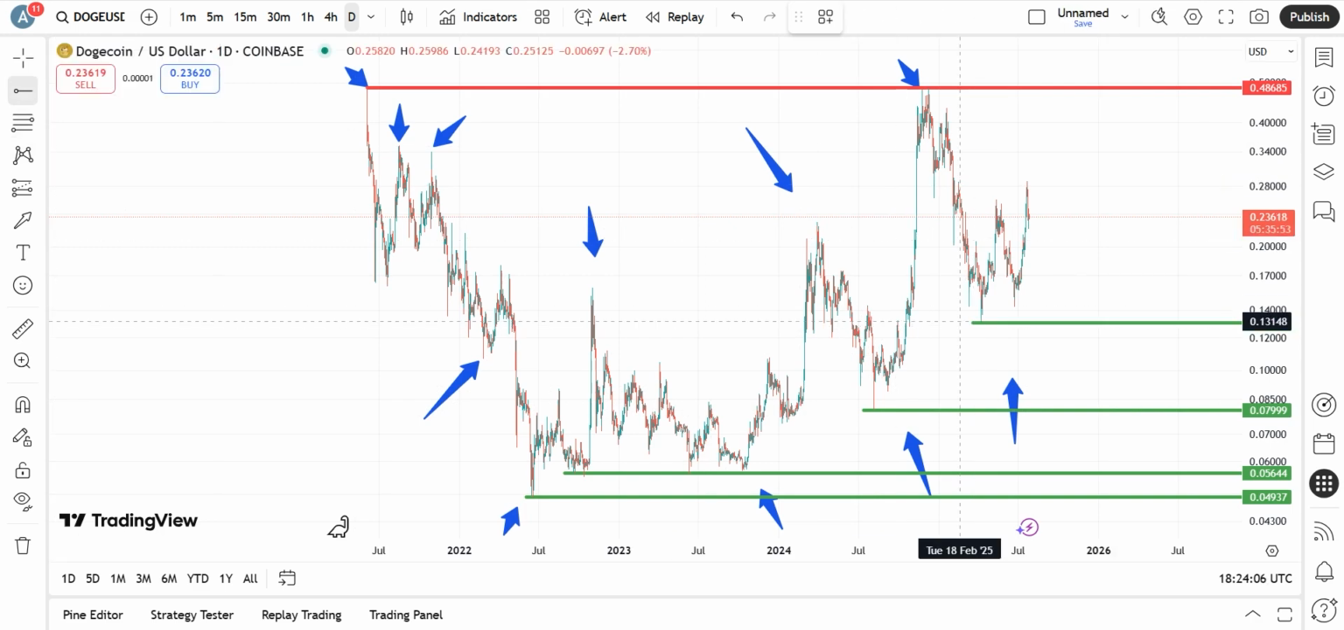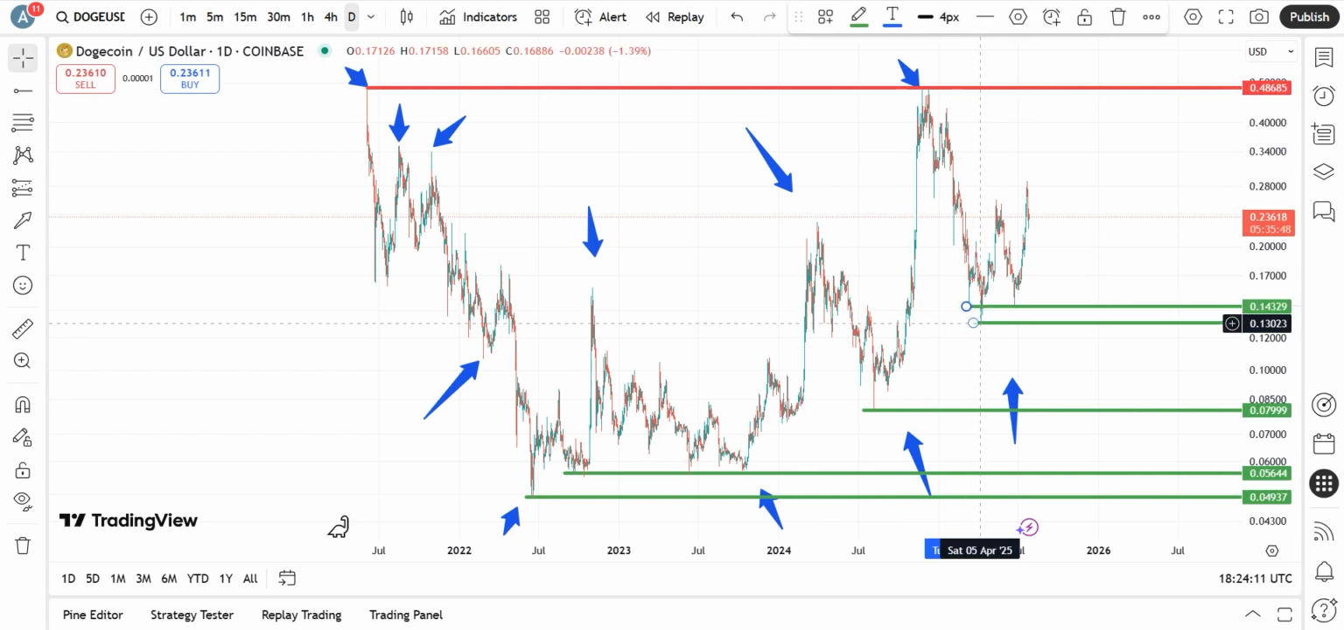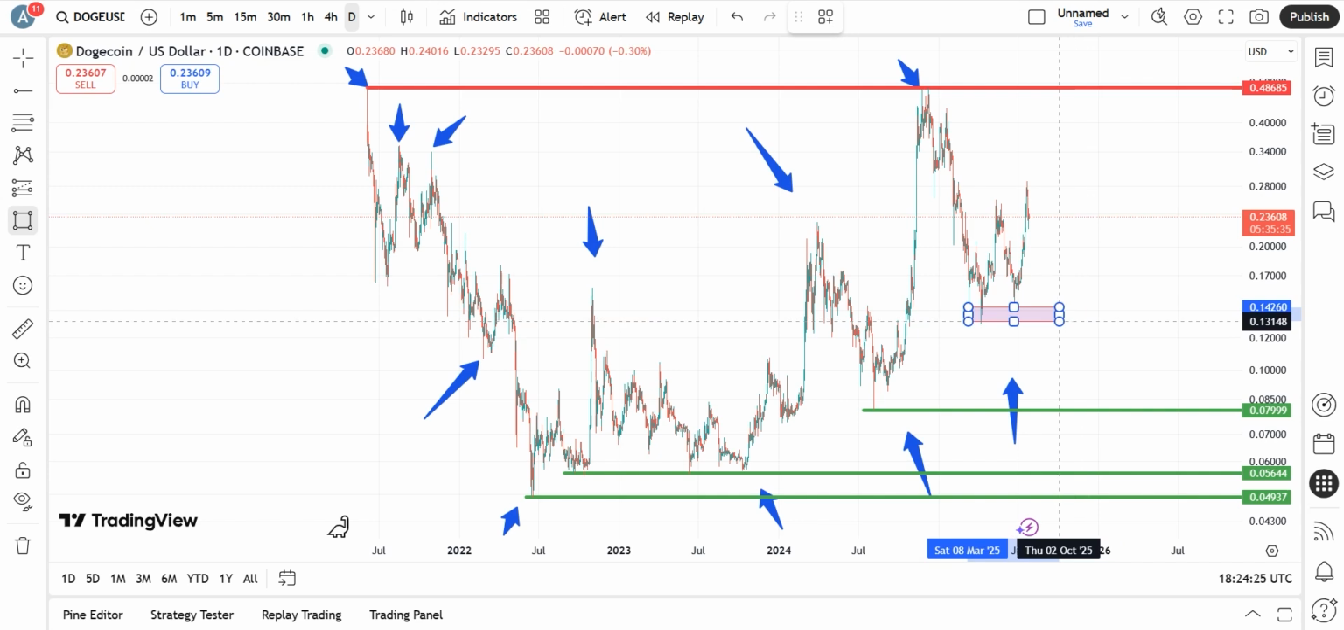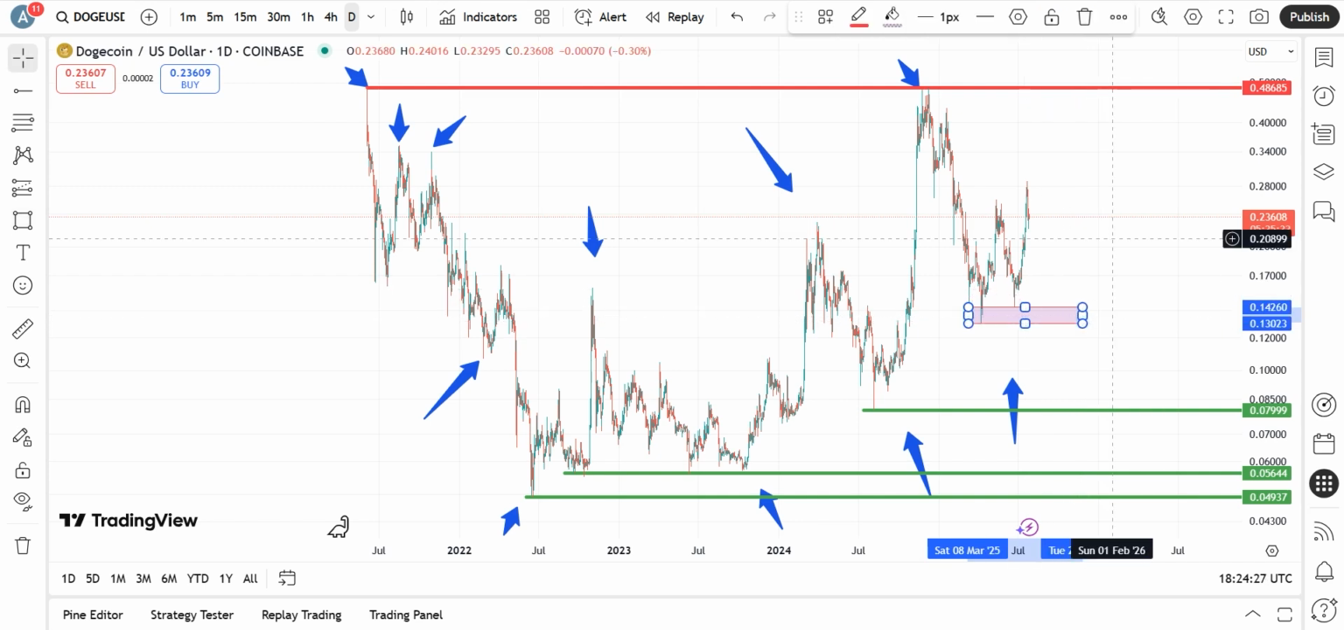Another one right here. We have another one again right there. You can see that this is the area of the support. So let me remove this too and just show them with an area. You can see that this is the area of the support.